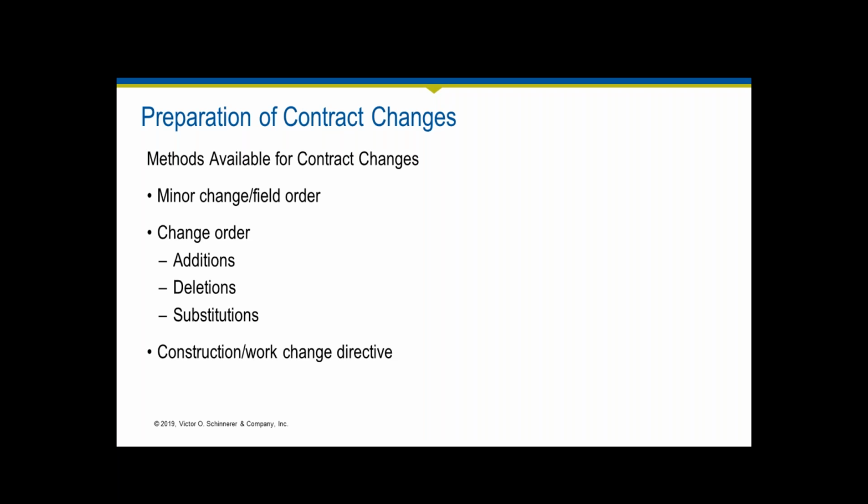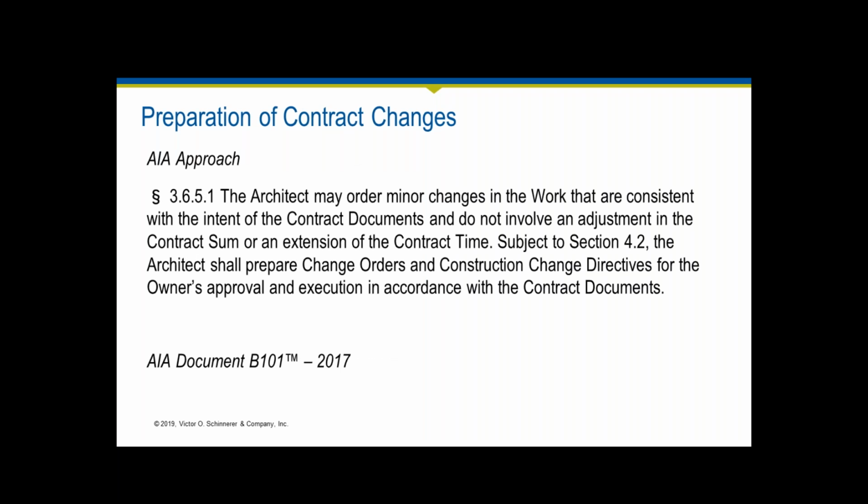If the owner and the contractor can't agree to what the change order should be, but the owner feels like this needs to happen and you don't have the time to negotiate a price or settle on a change order, then the owner can issue a construction or a work change directive. And this is an order from the owner to the contractor saying, hey, go ahead and do this. This needs to happen now. We will work out the additional time and money later on. And that's an order. So those are the methods in which you can effectuate a contract change during the construction. So how does the field order look like?